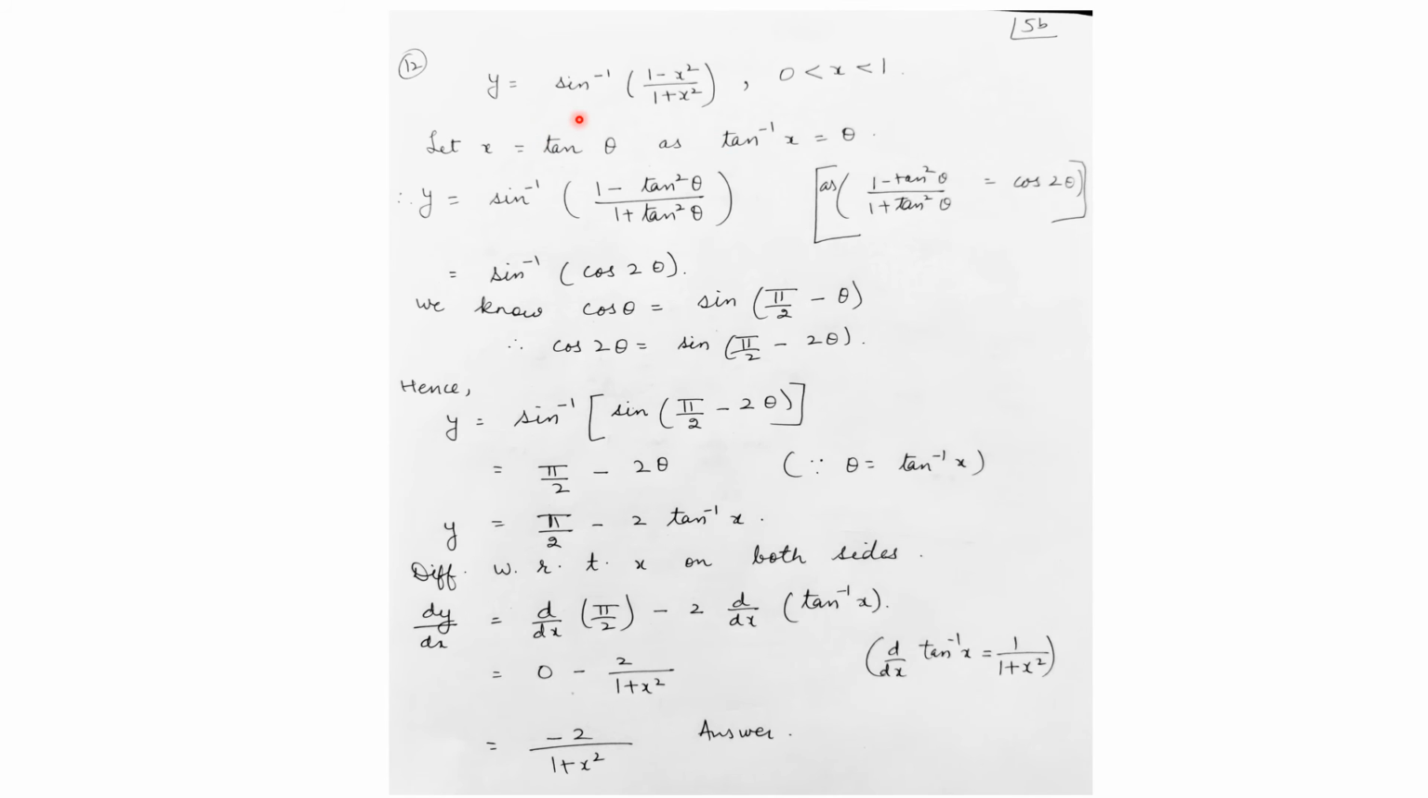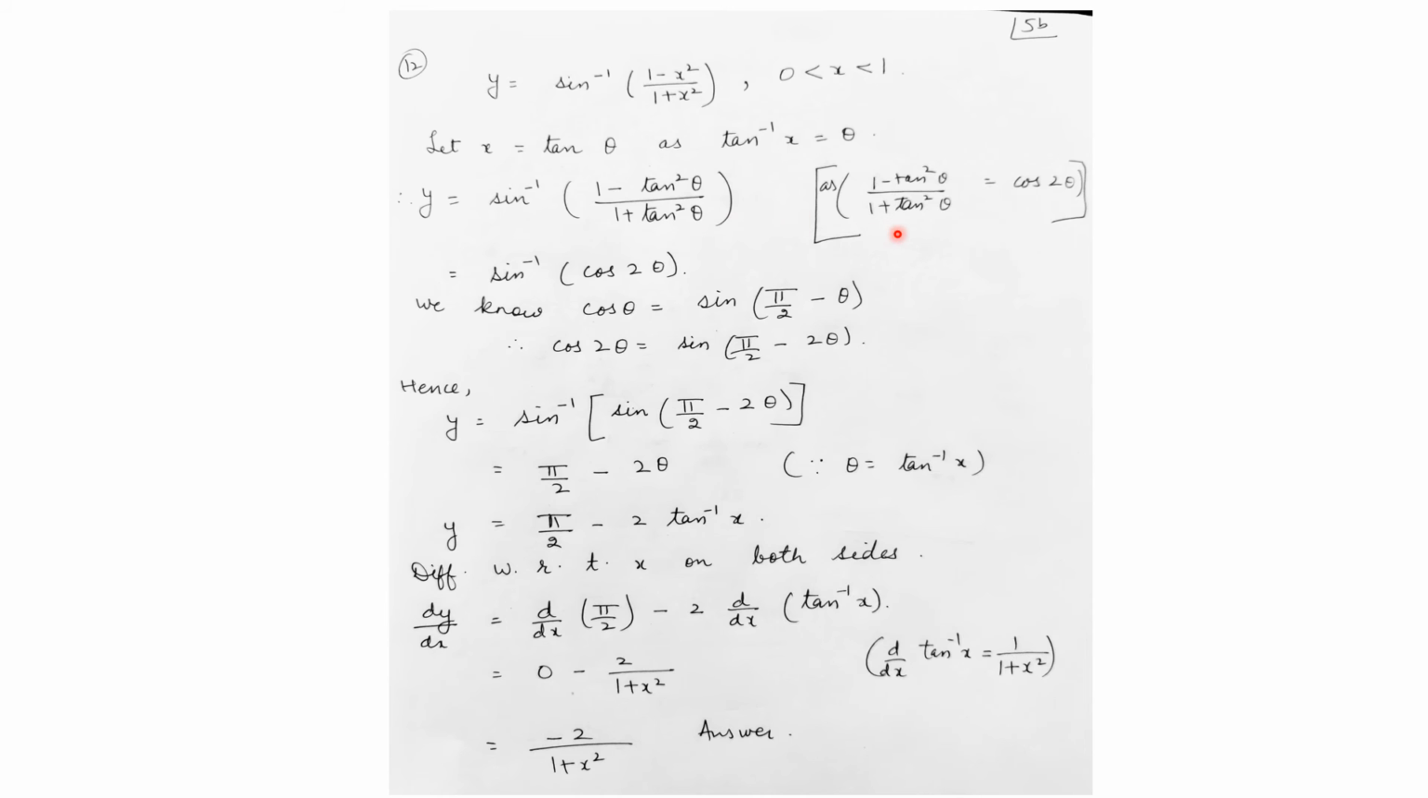y is equal to sine inverse of (1 minus x square) whole upon (1 plus x square), x lies between 0 and 1. Now let x is equal to tan theta, as tan inverse x is equal to theta. Now wherever x is written, please put the value of x which is tan theta. You get y is equal to sine inverse of (1 minus tan square theta) upon (1 plus tan square theta).